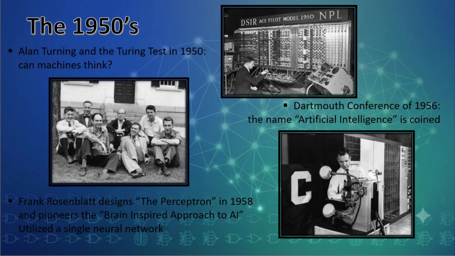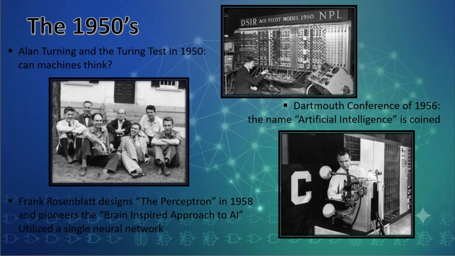He created a game with a computer, a human player, and a human interrogator. The interrogator asks questions and tries to identify who the human is. Turing said if the machine is able to successfully fool the interrogator as often as an actual person, it passes the test.